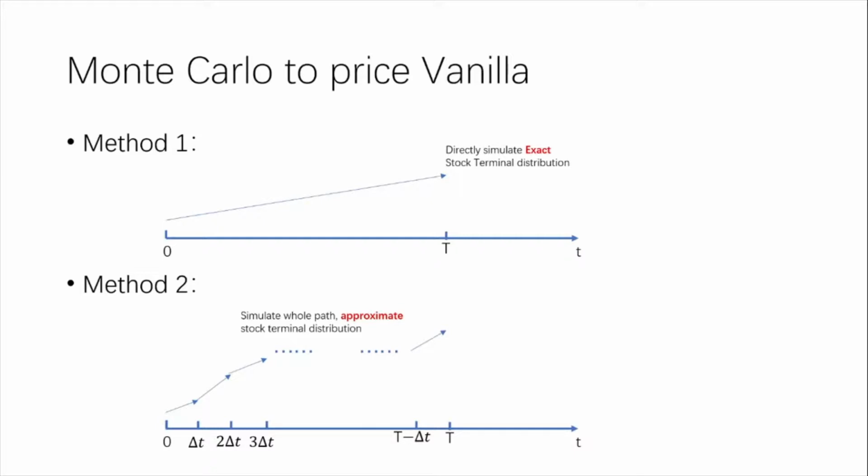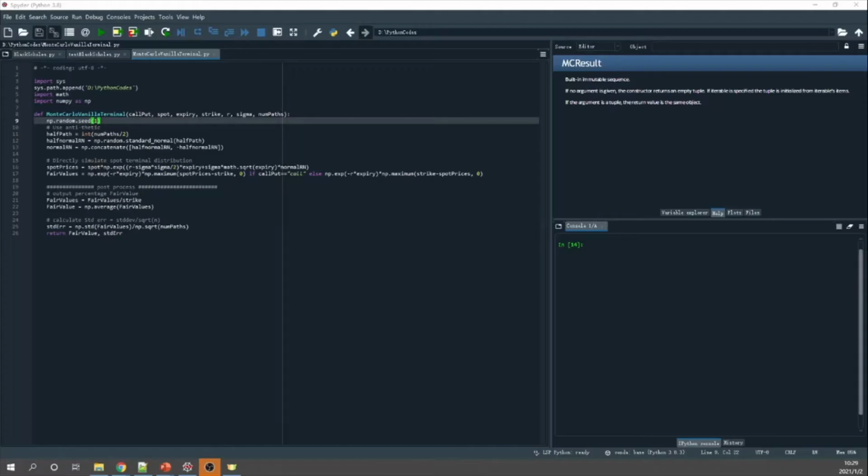Let me try to use a Python script to code a specific example. Here I define a Monte Carlo vanilla terminal script, which takes 7 arguments: call, put, spot, expiry, strike, interest rate, volatility, and number of paths. So the final argument is number of paths.